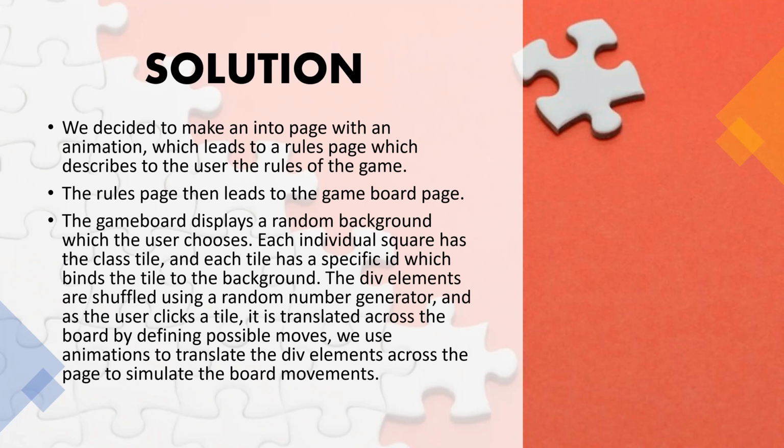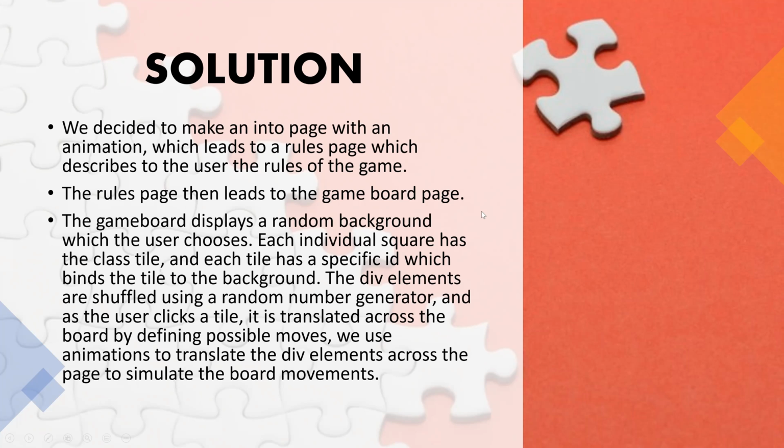When the user has finally finished shuffling the div elements into their original position, it triggers the function to check for the win. And if it's true, it triggers the win animation and win notification.